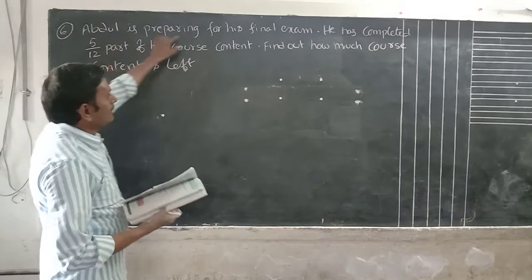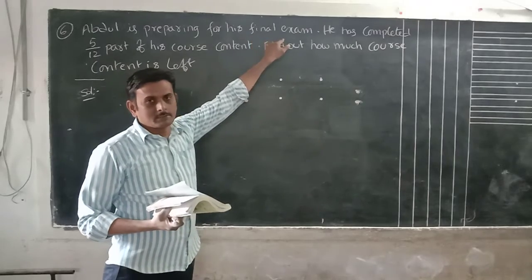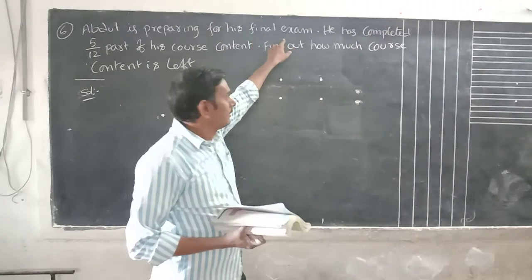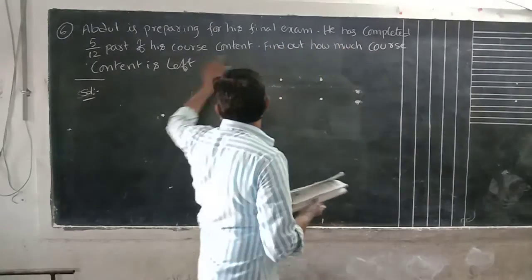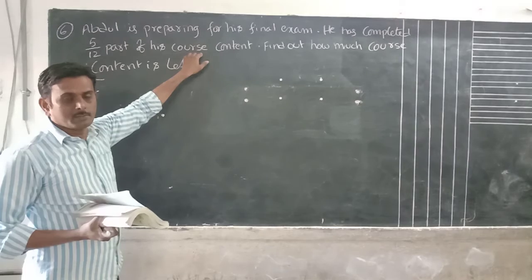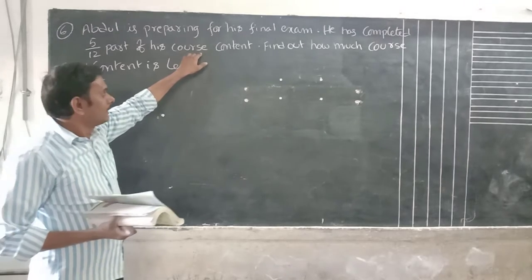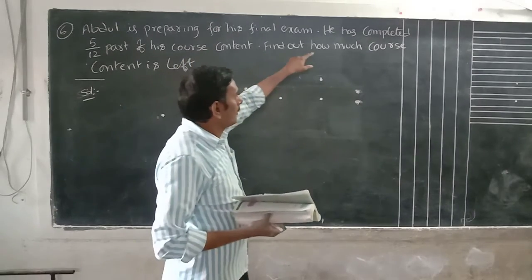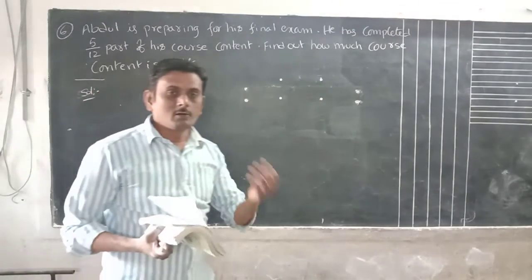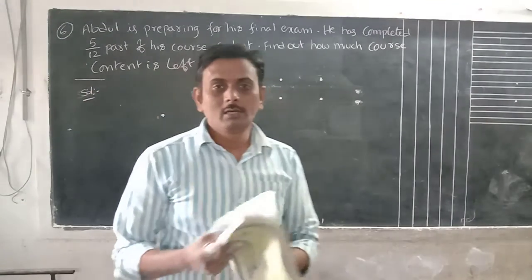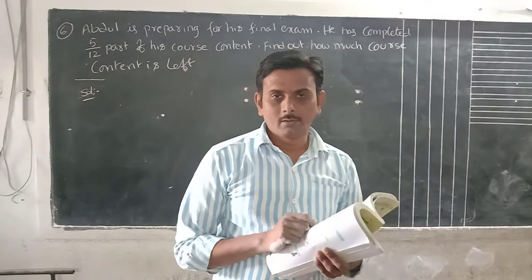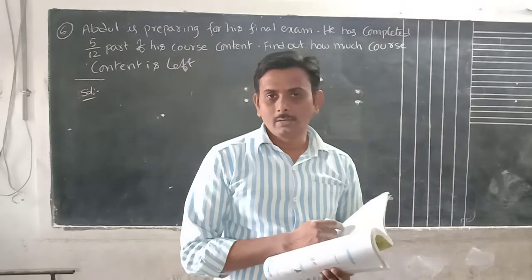Abdul is preparing for his final exam. One person, Abdul, is there. That person is preparing for the final exam. He completed 5/12 part only of his course. He completed how much? 5/12 part only. Find out how much course content is left. That means how much part of the content he still has to prepare.